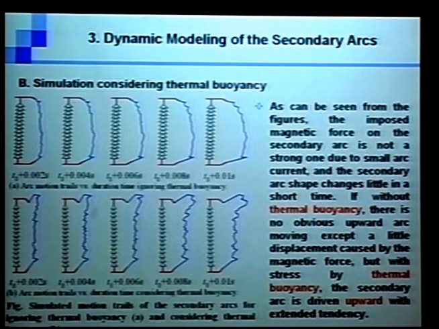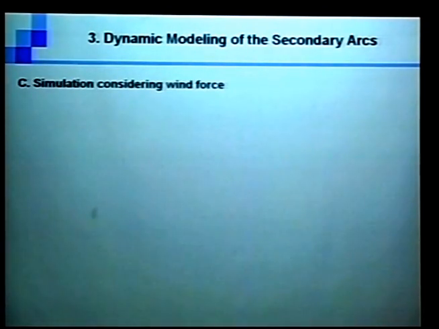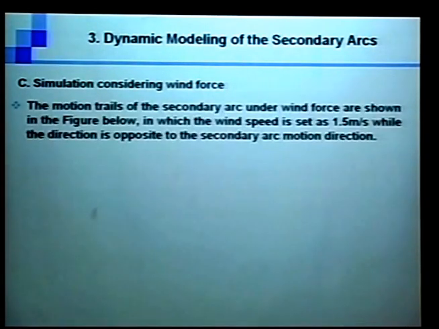Now you can find that, without thermal buoyancy or with thermal buoyancy, you can get different results. But if you try to simulate the real condition, you must consider the thermal buoyancy. Otherwise, you may get wrong results. And another factor we consider is the wind force. In the dynamic modeling, we consider the wind force.